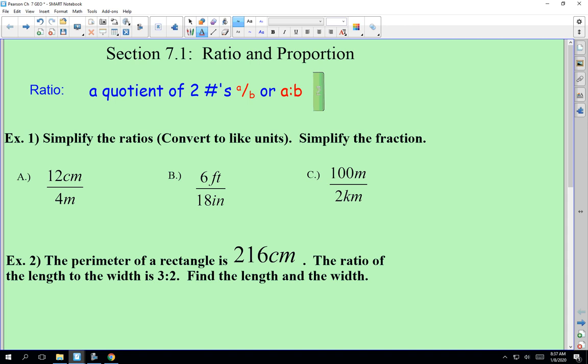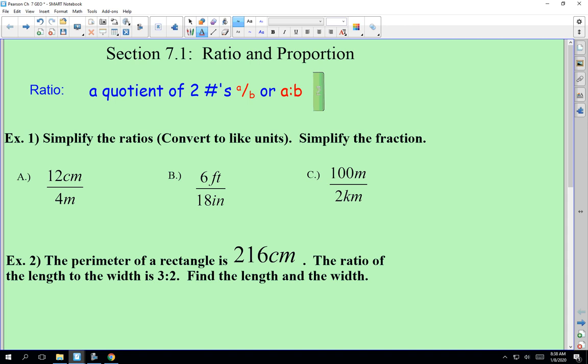You'll be asked to simplify some ratios. What makes this a little more difficult is that we've got to get it into like units before we can simplify it. So we've got to think a little bit about this. For example, 12 centimeters over 4 meters, we need to get them in the same units. We could change the 12 centimeters to meters, but I don't really want to do it that way because that would be a decimal in terms of meters. Or we can change the 4 meters into centimeters.